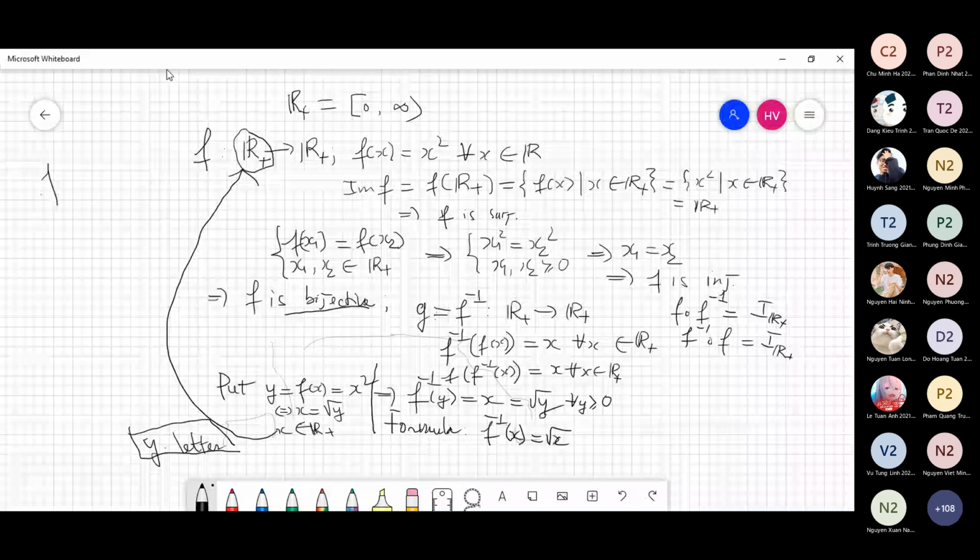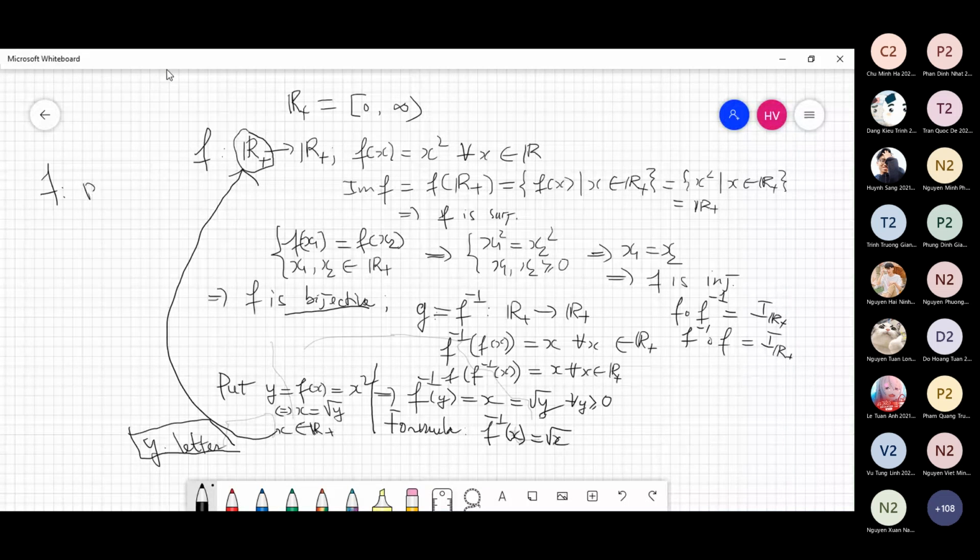Good. And you can see some other inverse function. For example, if you check f, here I write from R to R plus, f(x). Maybe you already recognize this function. Then the inverse of f. You can check easily that this function is surjective and bijective.